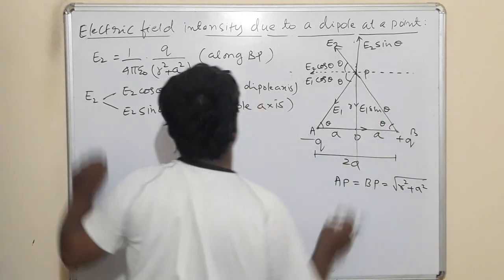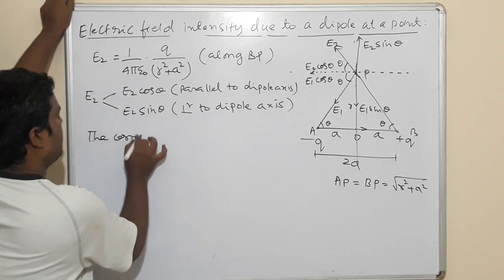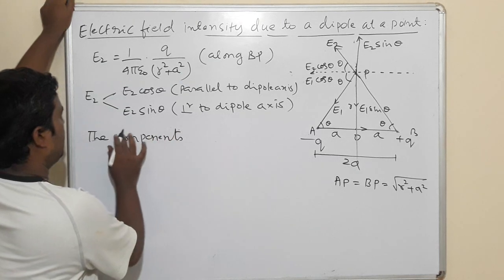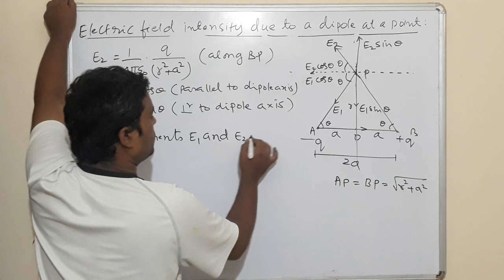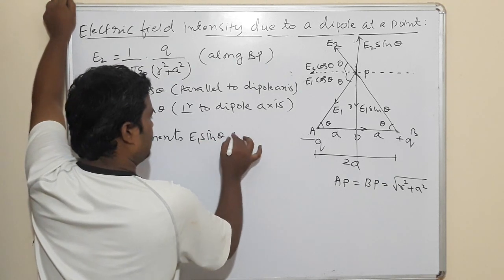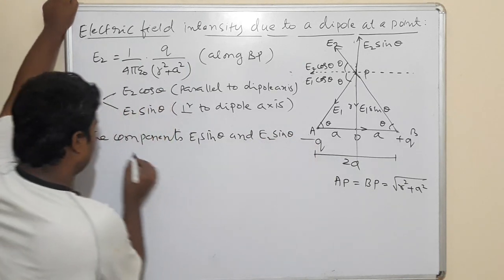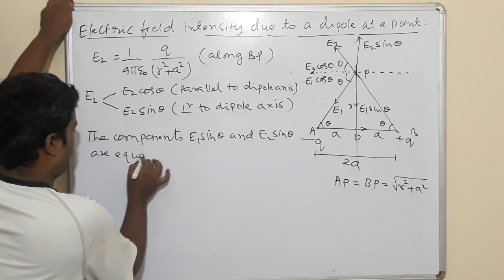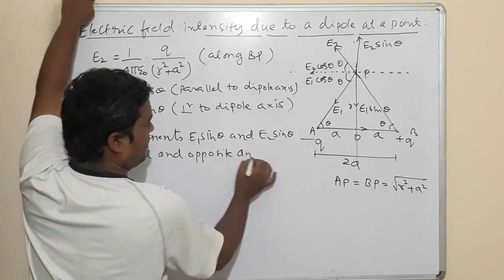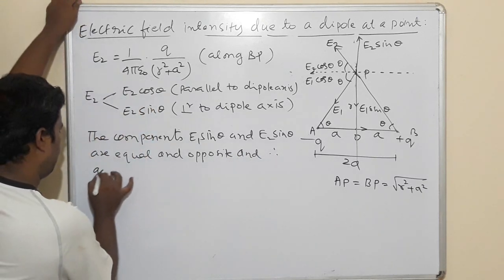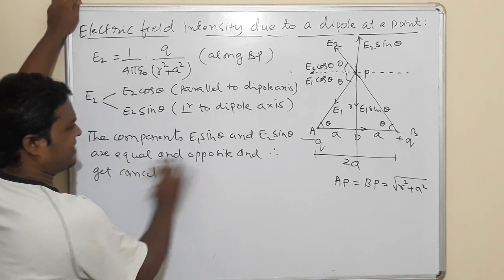Which components are opposite in direction now? E1 sin theta and E2 sin theta are opposite in direction. The components of E1 and E2, so E1 sin theta and E2 sin theta are equal and opposite, and therefore they cancel each other. They get cancelled.